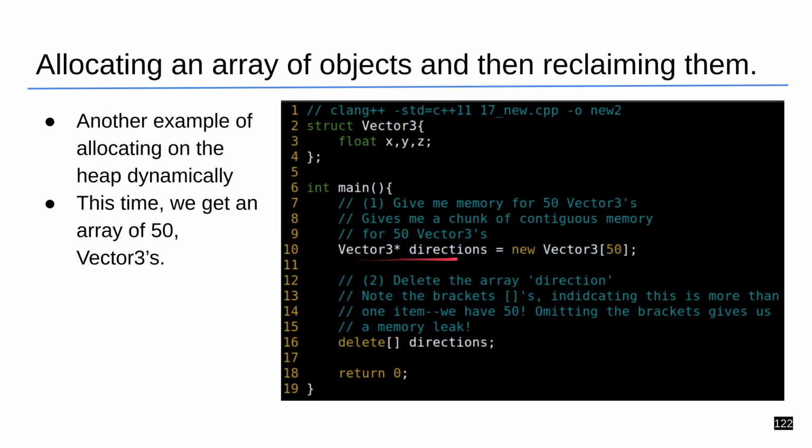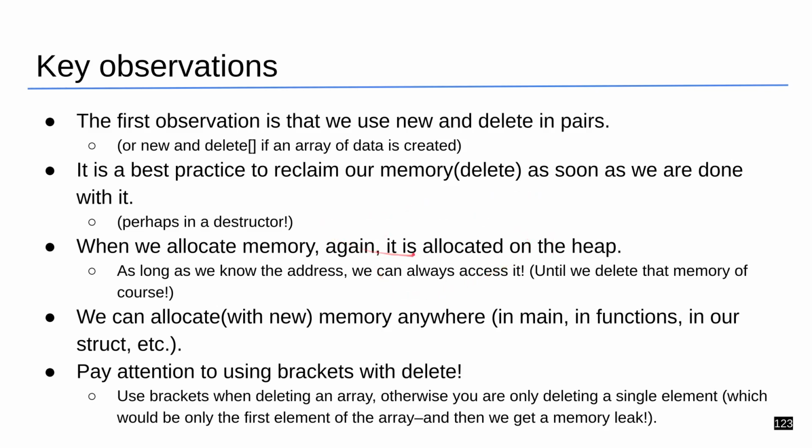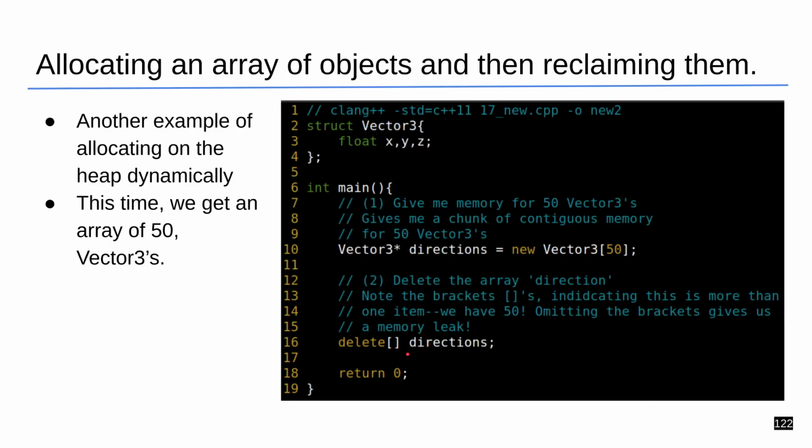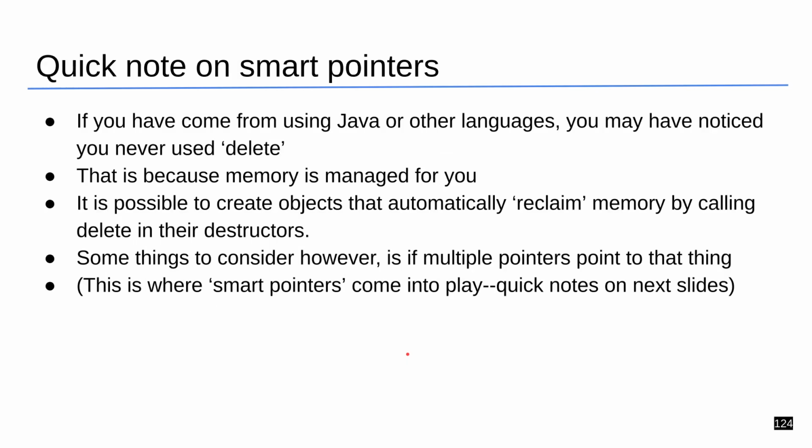Here's another example where this time I've allocated 50 of these vectors. But this time when I delete, I need to include the brackets here, and that indicates that I want to delete this whole array, all 50. If I don't have these two square brackets here, then it'll just delete the first item in my array rather than all of them. Okay, so those are the observations that are posted here. So again, make sure to use the brackets when you're using arrays. That'll save you a lot of headaches.